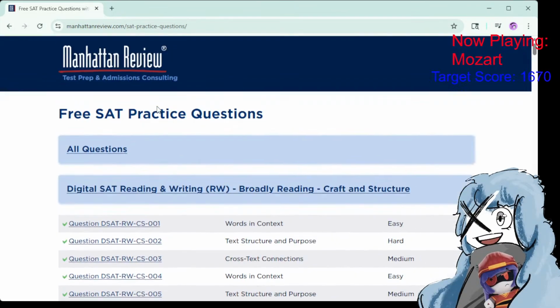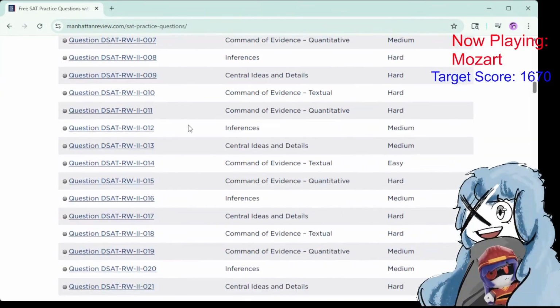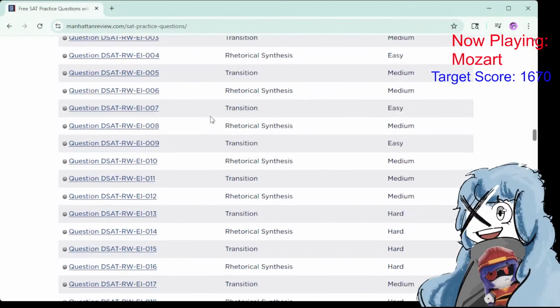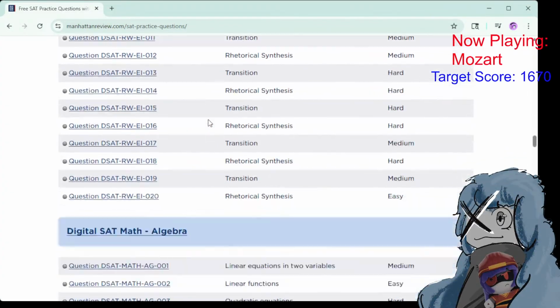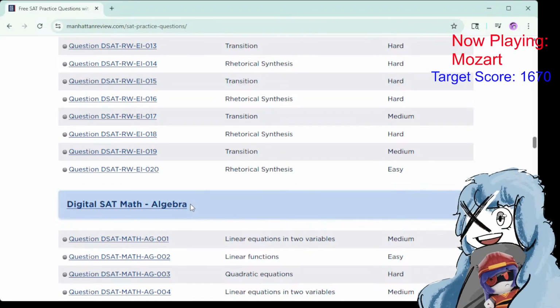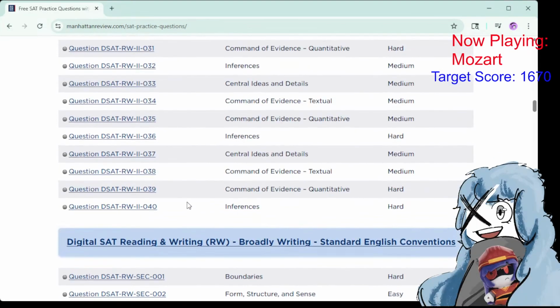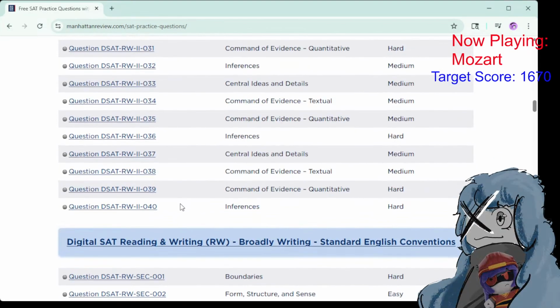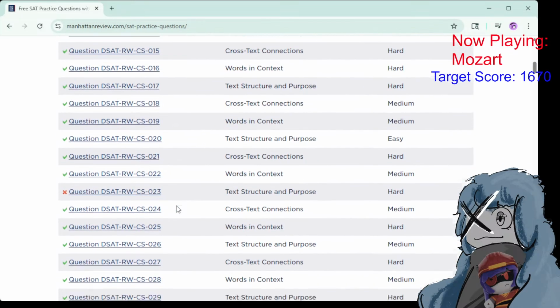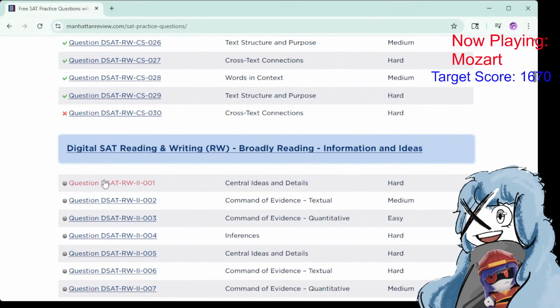Now we're done with the first part. I'm gonna do 10 of these, and then 10 of these, and then 10 of these. We leave algebra till Friday. Or math till Friday, not algebra. And then let's start these 10 of these.